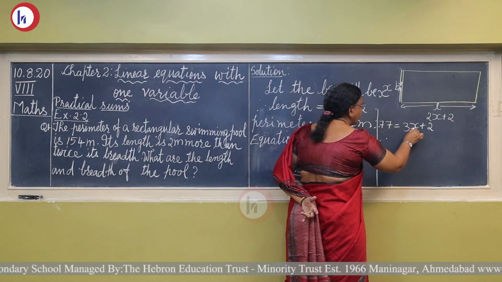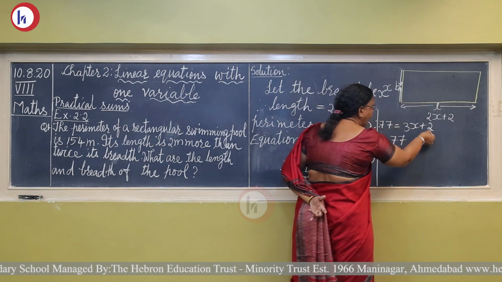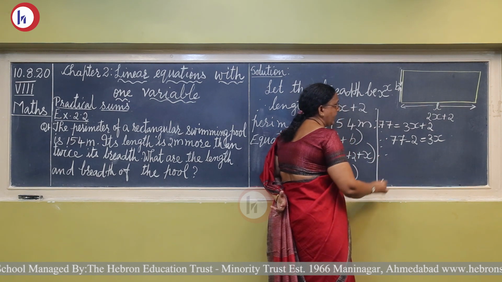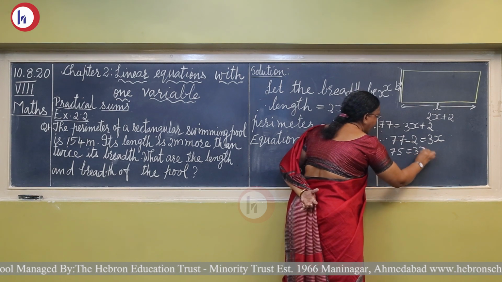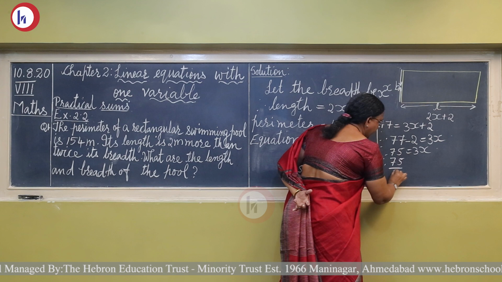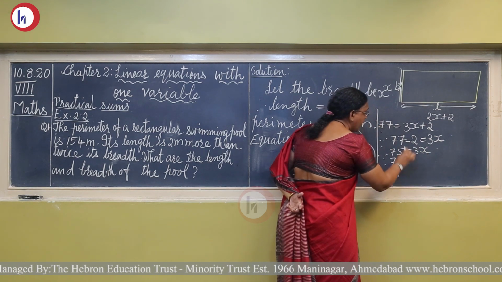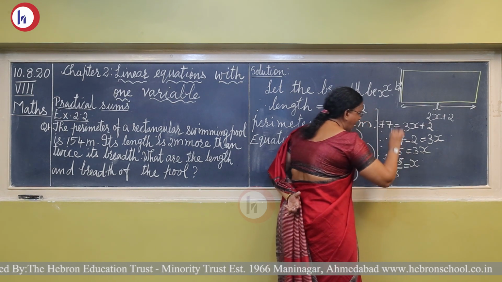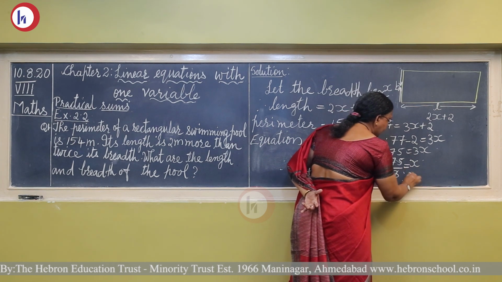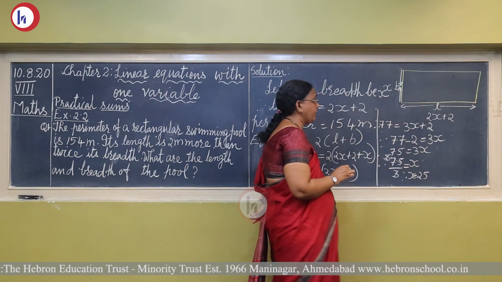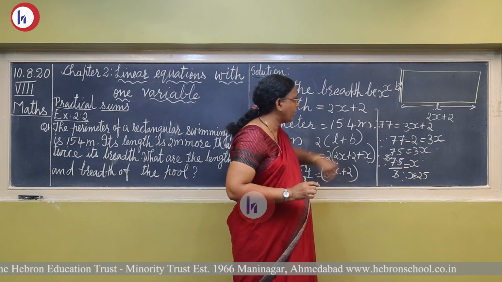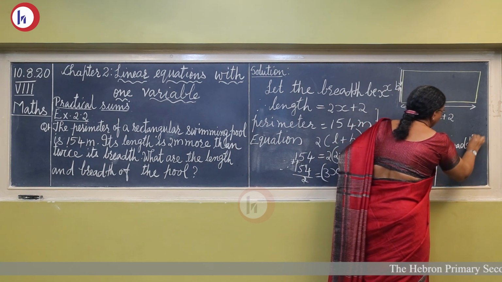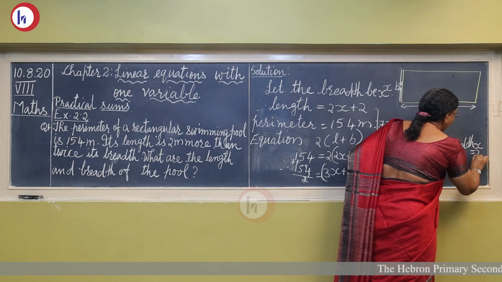Then again you can see that what we call a variable term, let it be here, and take the other side this 2, so it will become minus, and 3x will remain here. Then 77 minus 2 is equal to 75 is equal to 3x. Therefore 75 upon 3, because 3 is multiplied here, when it comes this side it will become division, that will be equal to x. Now with your cancellation method, 25 3s are 75. So therefore x is equal to 25. Now 25 means what are we getting here? x means breadth. Breadth is x, that is equal to 25.